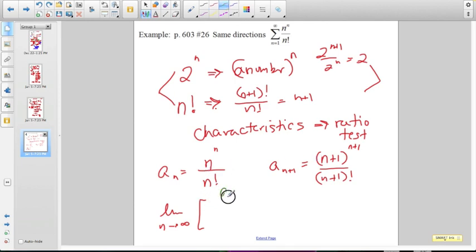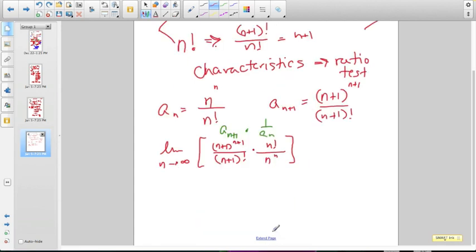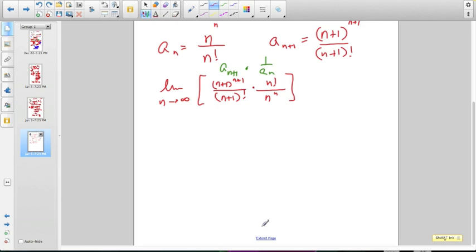So we're looking at a sub n plus 1 times the reciprocal of a sub n. So we're just using some algebra to change that from a division of two fractions to a multiplication of two fractions. So we have n plus 1 to the n plus 1 power over n plus 1 factorial. And that's times, then we take the reciprocal of this, n factorial over n to the n. So that's what we're finding the limit of.